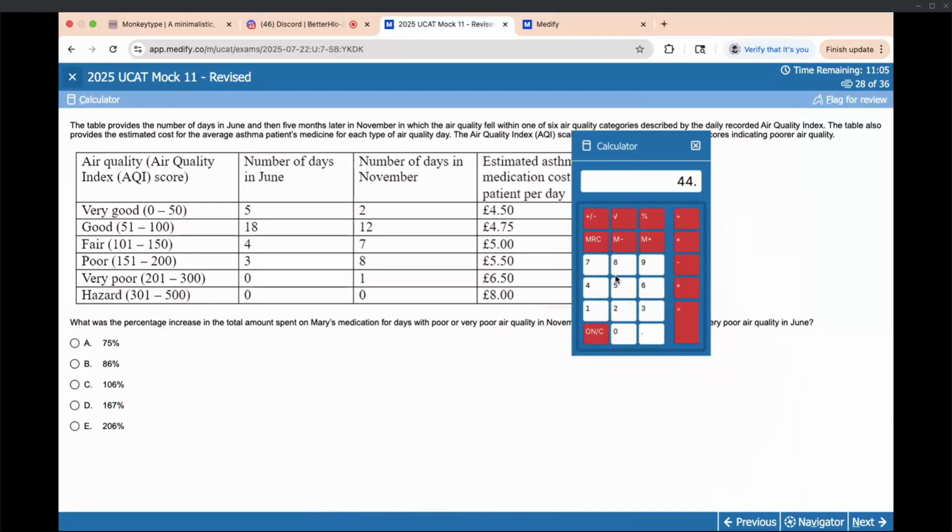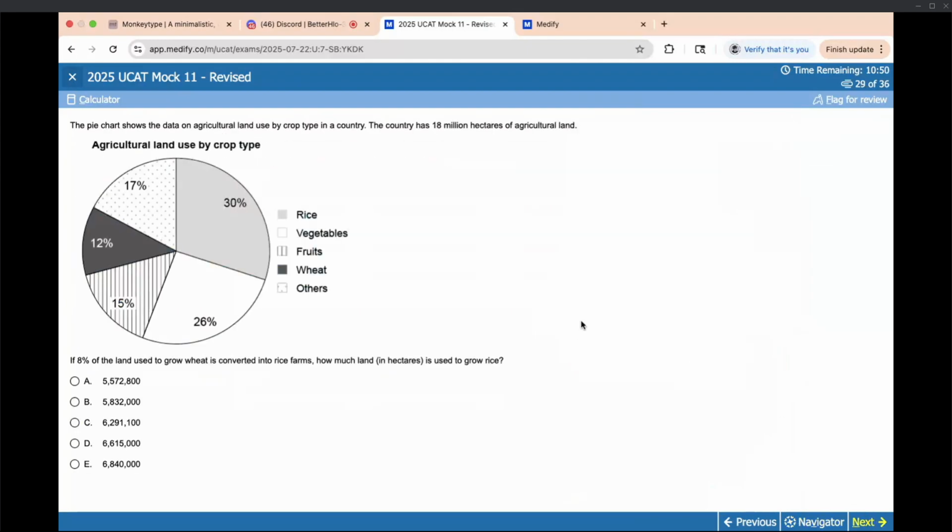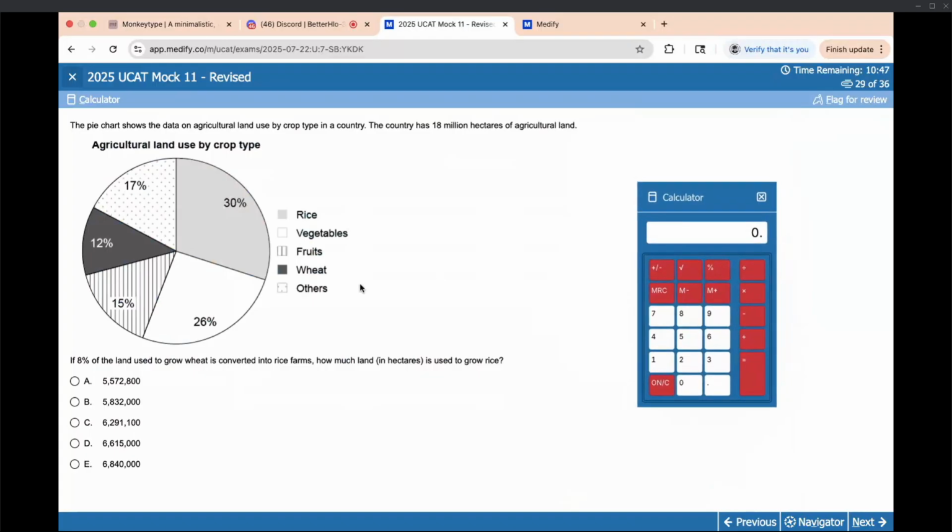We have 8 times 5.5 and 6.5, so it's 50.5. And then minus 5.5 times this is minus 16.5. So 306%. Fine with that. 18 times 0.3. 5.4. And then I have 18 times 0.12 times 0.08. So that's 1.4. So it's 5.578.